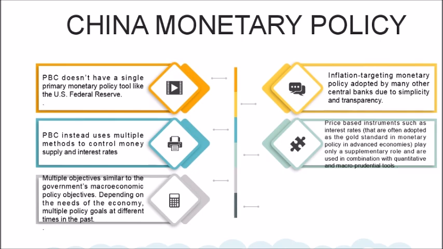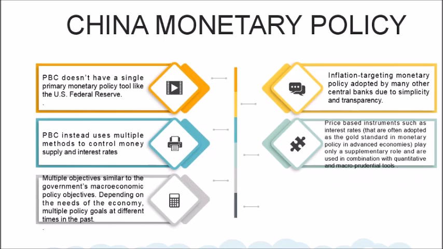China monetary policy. The Bank of China doesn't have a single primary monetary policy like the US Federal Reserve. The Bank of China instead uses multiple methods to control money supply and interest rate. Multiple objectives similar to the government macroeconomic policy objectives, depending on the needs of the economy. Multiple policy goals at different times in the past.